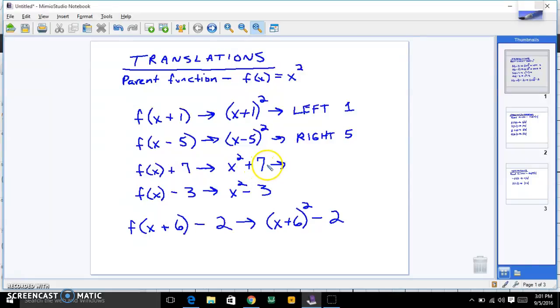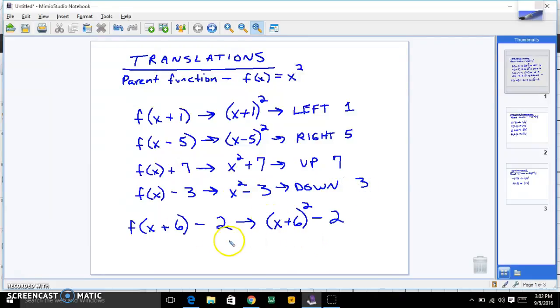Plus 7 at the end. This is not within the grouping symbol, so it is a vertical change. So that's going to move it up 7. Minus 3 at the end. Same example we had before. It's not inside the grouping symbols. It's at the end of the equation, so that's moving down 3.